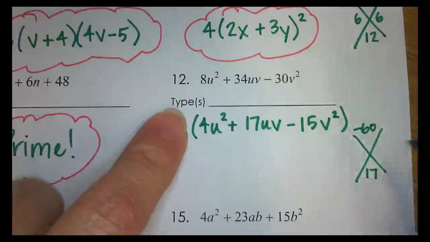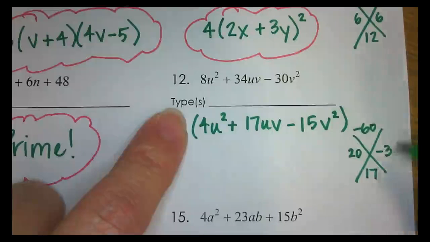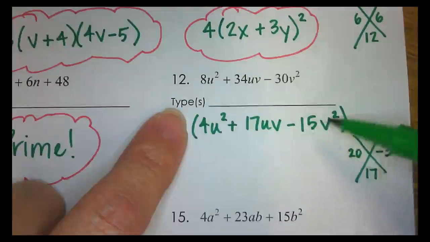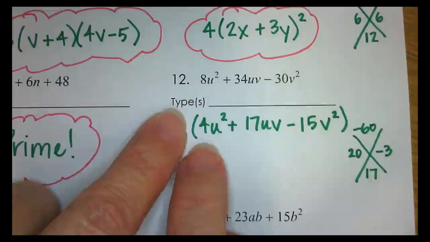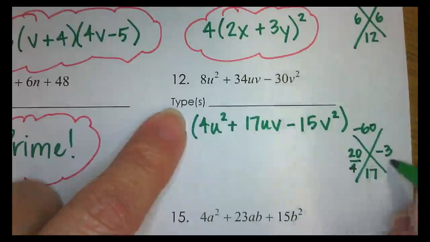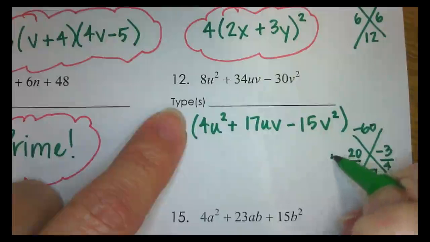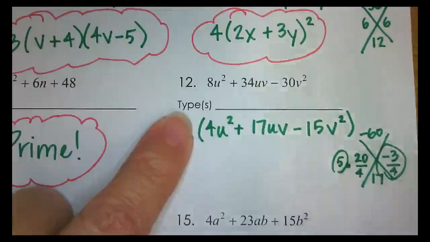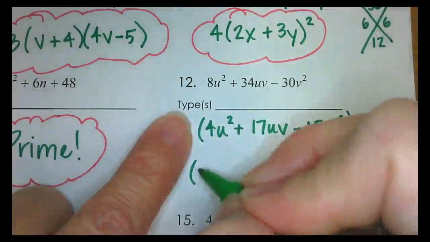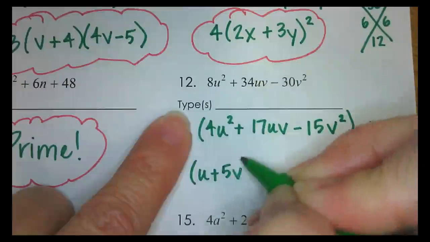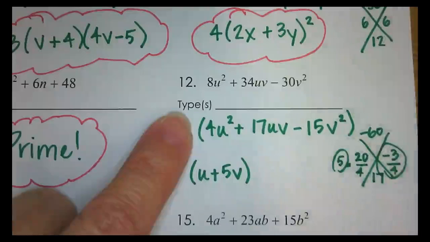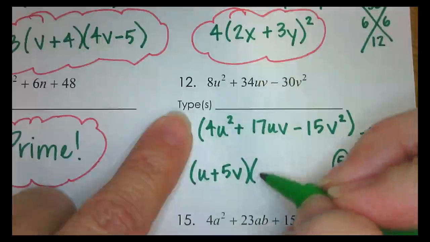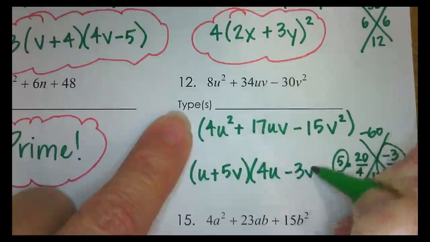And this one might not be as obvious, but if I multiply 20 and negative 3, that would give me negative 60 and it would add up to 17. So at this point you have 2 options. You can make this into a grouping question, or we can just divide by the leading coefficient, which is 4. I like the dividing. So that reduces to a 5. That one can't be reduced. So I'm going to change these into u plus 5, but there is a v on the end because I need to get the v squared. And this one would be 4u minus 3v.